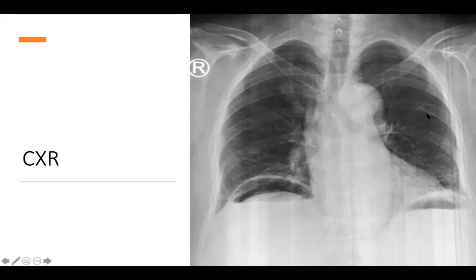Yes, there is air at the diaphragm. Okay. So we think of perforated viscus or something like that. Okay, fine. You're absolutely right.